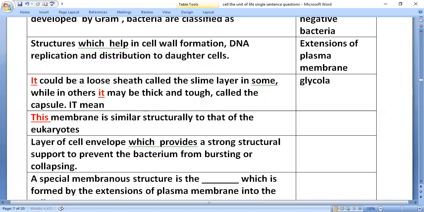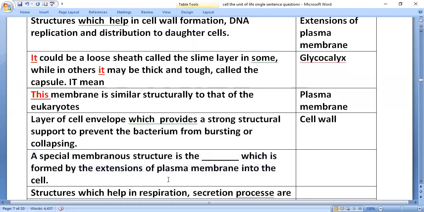Glycocalyx could be a loose sheath called the slime layer in some, while in others it may be thick and tough, called the capsule. This membrane is similar structurally to that of the eukaryotic plasma membrane. The layer of the cell envelope which provides strong structural support to prevent the bacterium from bursting or collapsing is the cell wall.